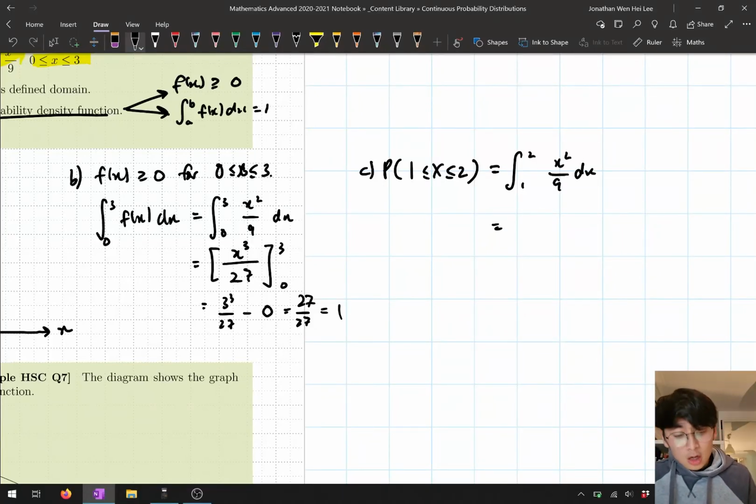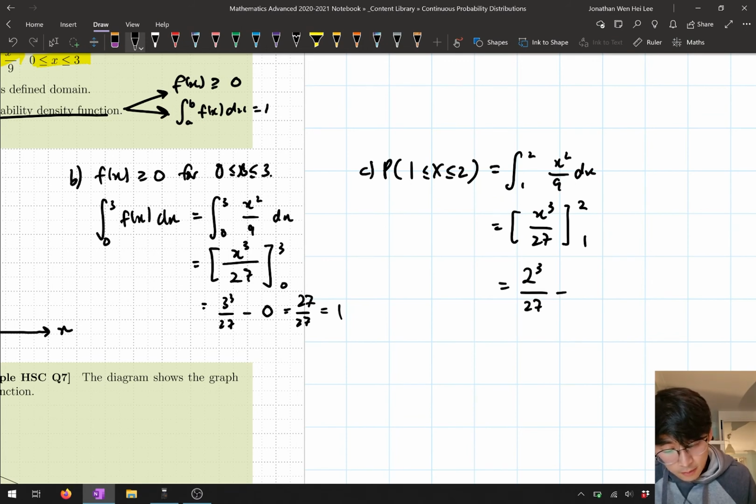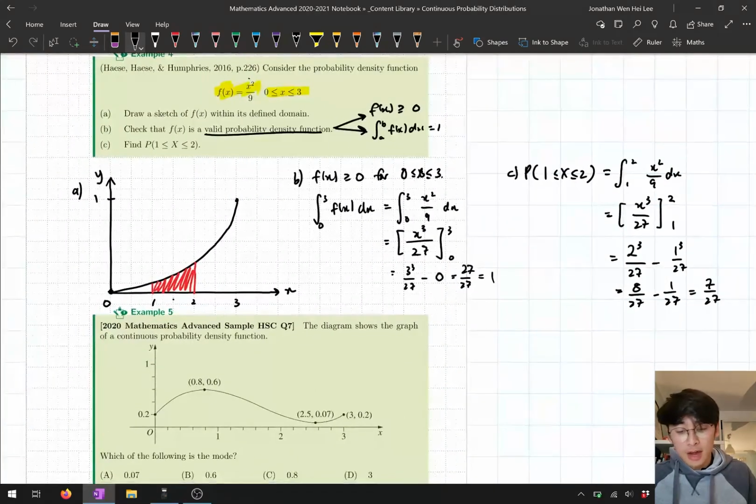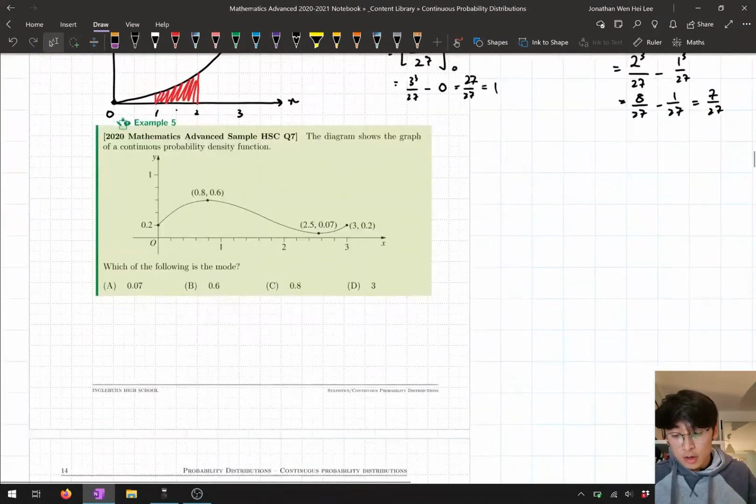Okay, so what I need to do here is integrate x squared over 9 to get x to the power 3 over 27, and substitute my two values, 2 and 1: 2 to the power 3 over 27 minus 1 to the power 3 over 27. So this becomes 8 over 27 minus 1 over 27, which becomes 7 over 27. So that's how we find probabilities using our probability density function. We need to integrate and set up a definite integral with those two limits, depending on what the question asks me to do. Okay, let's have a look at the next question.